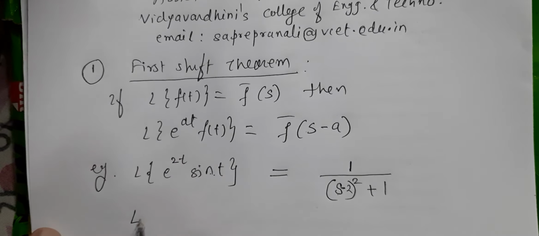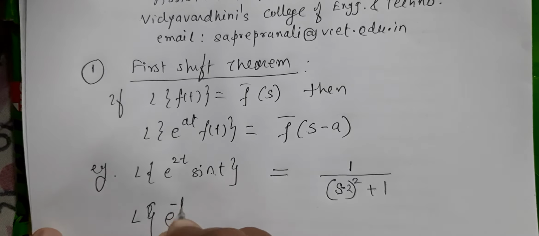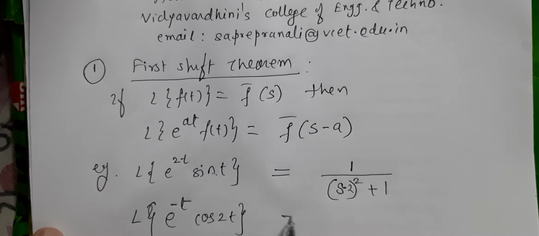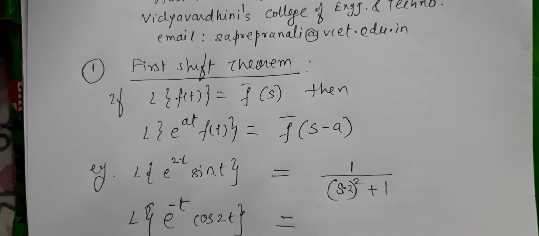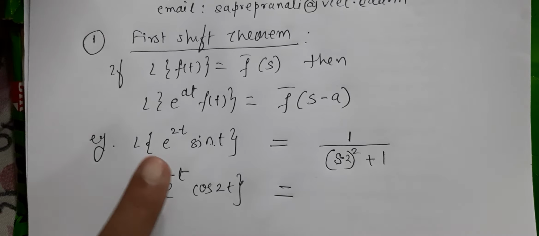If you want, I will give one more example. If you have e raised to minus t into cos 2t. Now again, same steps I am repeating. E into something means first shift. That is the first thing. Secondly, how to use, hide this.